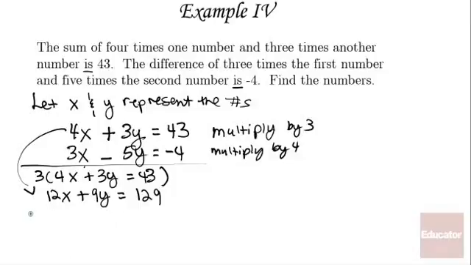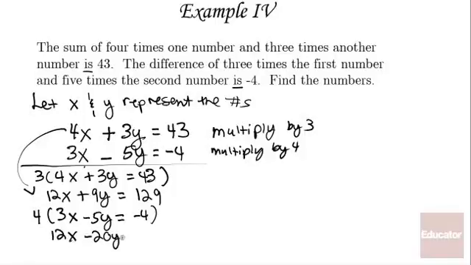Second equation, I'm going to multiply by 4. So 4 times 3x minus 5y equals negative 4. That gives me 12x minus 20y equals negative 16. So that is my second equation. When I look at this, I now see that if I subtract one equation from the other, the x's will drop out. So I'm going to rewrite those two equations up here.